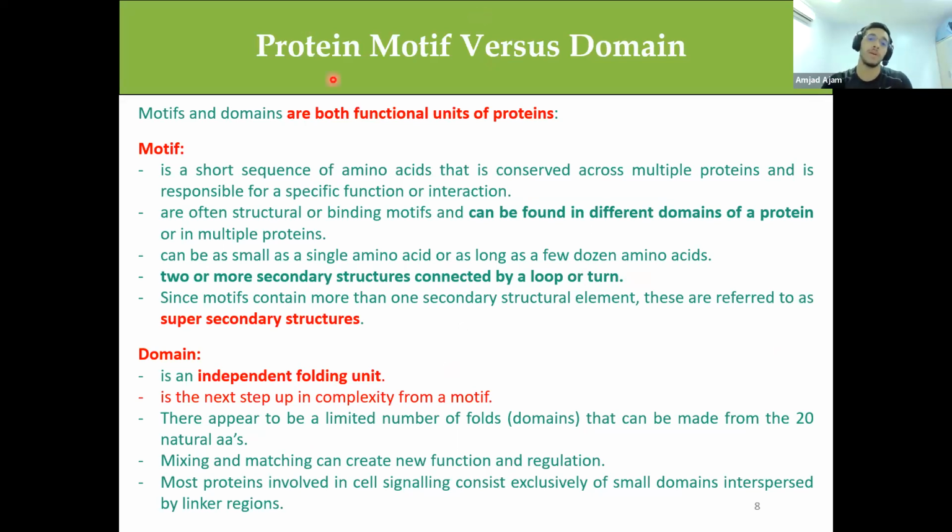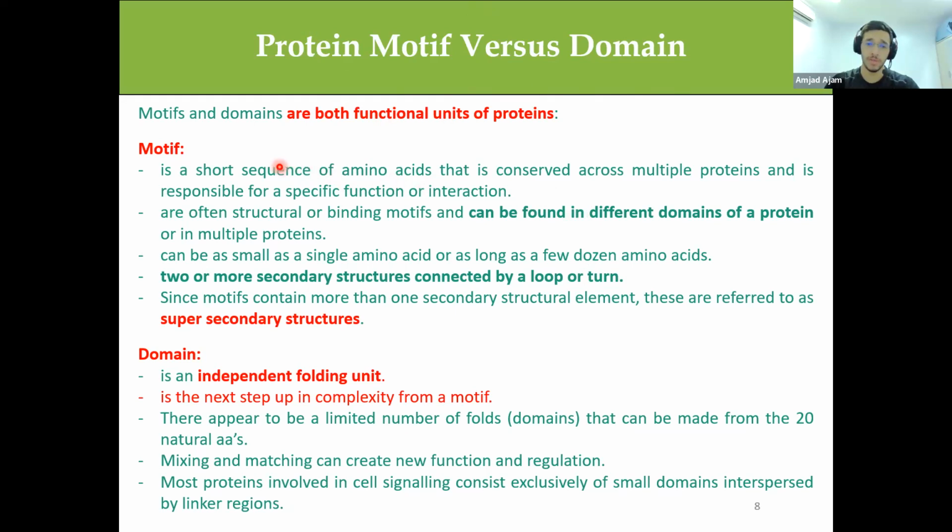Now, the difference between a motif and a domain. I will highlight the key points you have to know about the motif and the domain. First of all, they are both functional units of proteins, so they serve a certain function. Let's start with the motif.